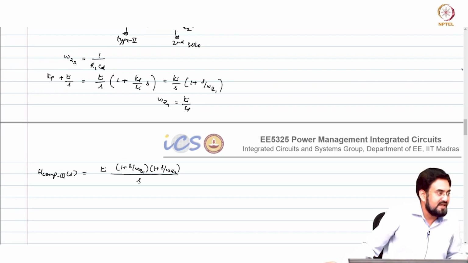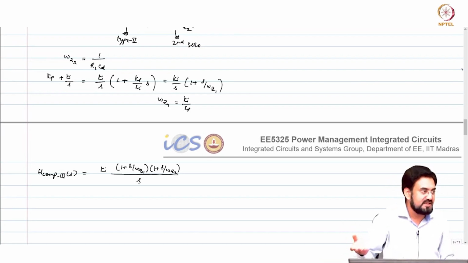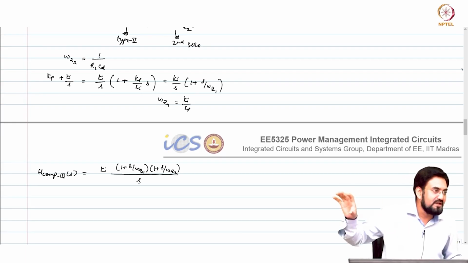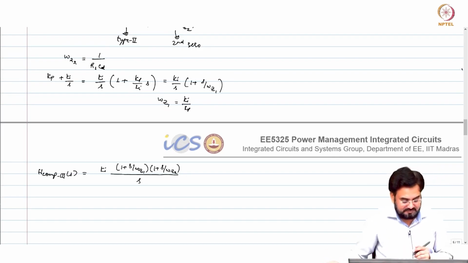First zero will cancel your integrator, second zero will give you the phase boost which you are getting from ESR in the cap. So now that ESR is replaced with this omega z2, so your ripple will not change. So you can still get a smaller ripple and compensate your circuit.